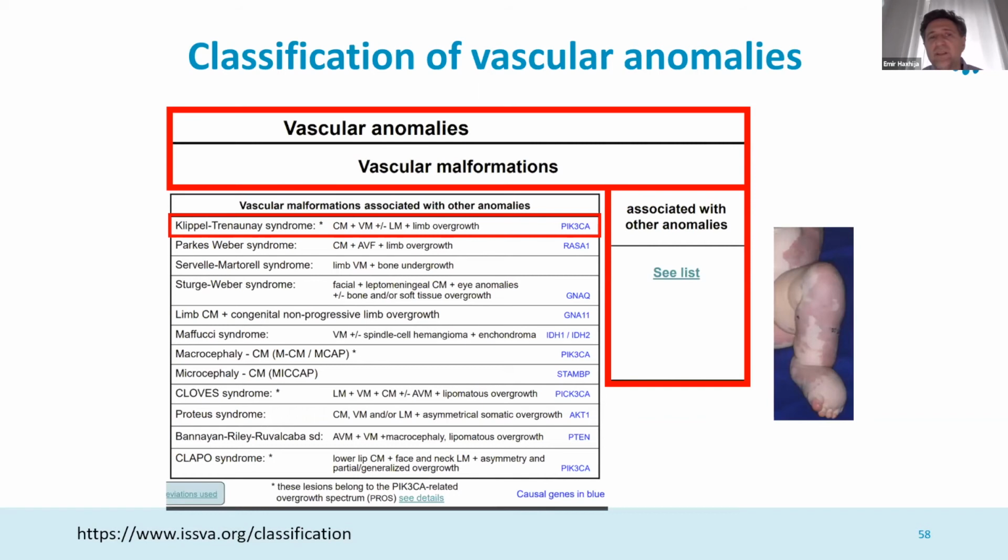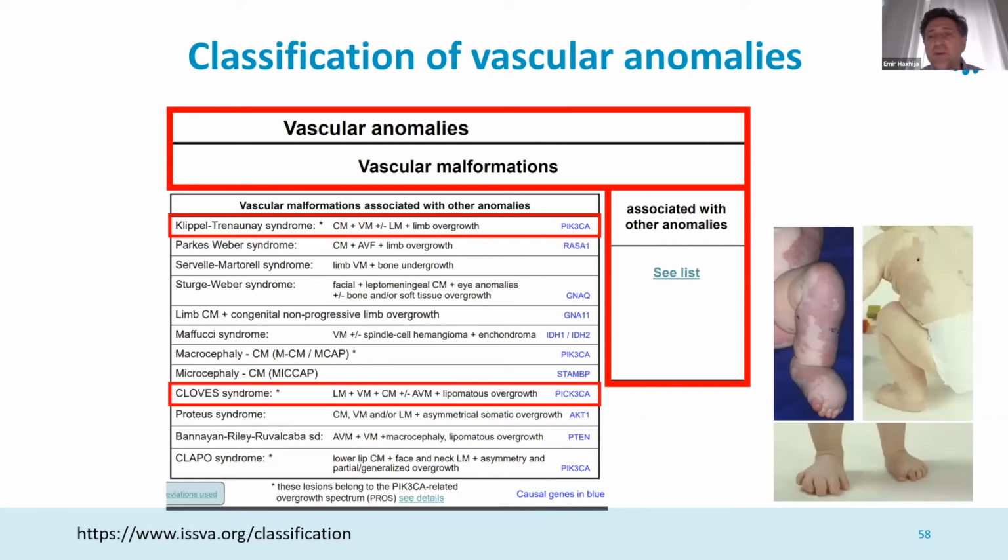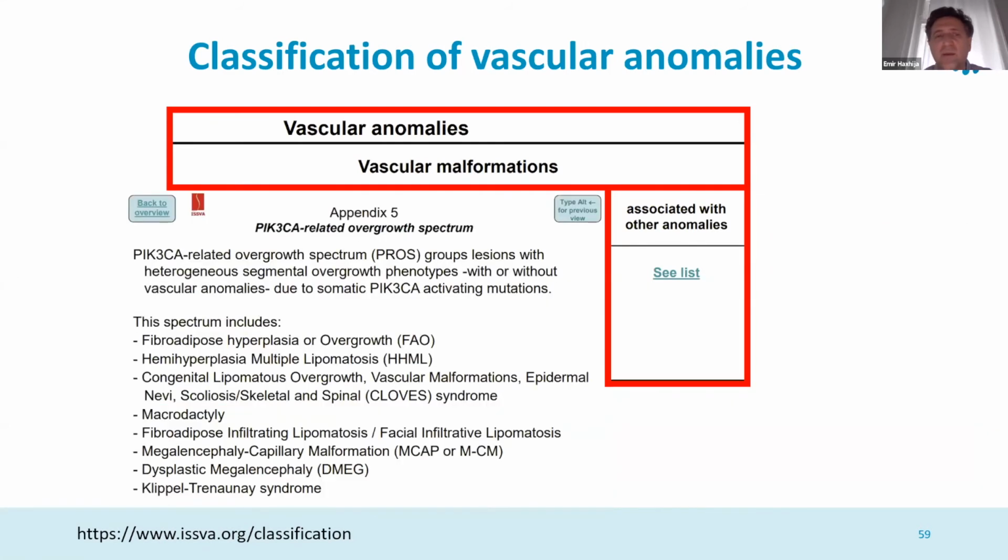For example, here a Klippel-Trenaunay syndrome, or here a patient with CLOVES syndrome. You see what the foot looks like, and then you see epidermal nevus, and you see a capillary malformation, or a patient with the recently described CLAPO syndrome with a capillary malformation of the lip, always the lower lip, and then lymphatic malformation.